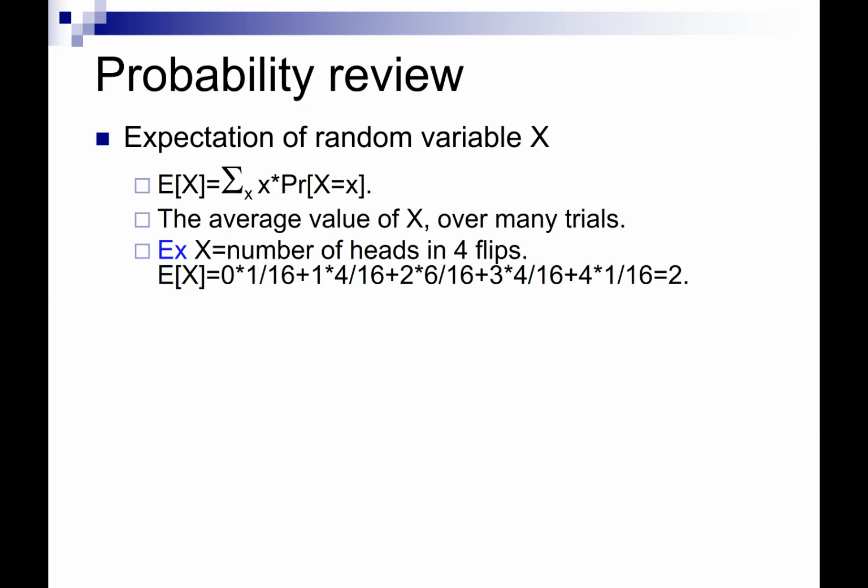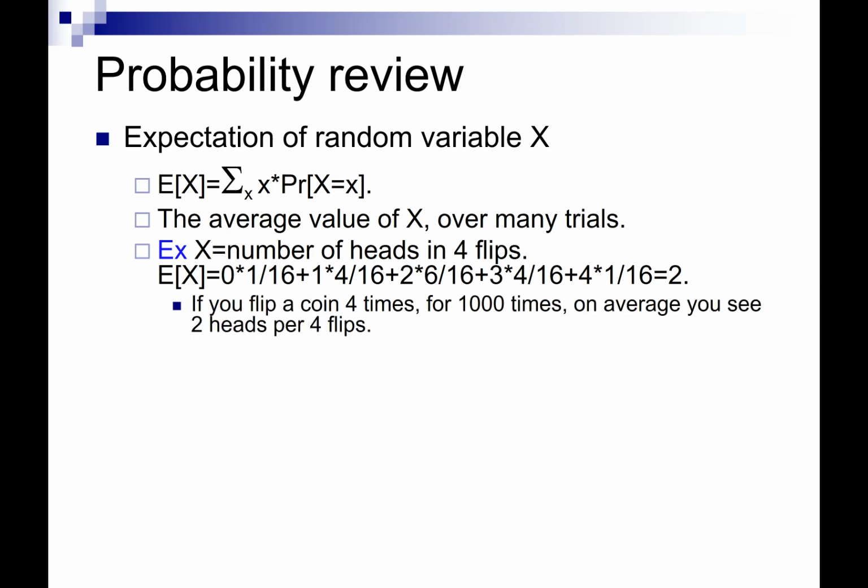Meaning that on average, if you flip the coin 4 times, you're going to get 2 heads. So if you do this 1,000 times, then probably you're going to see 2 heads for each of your 4 flips.